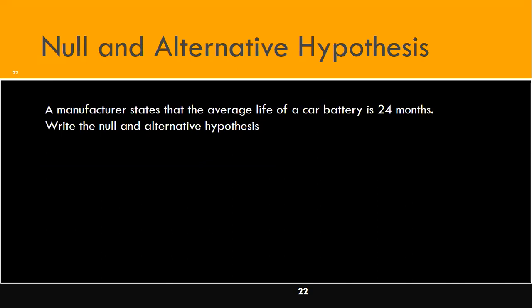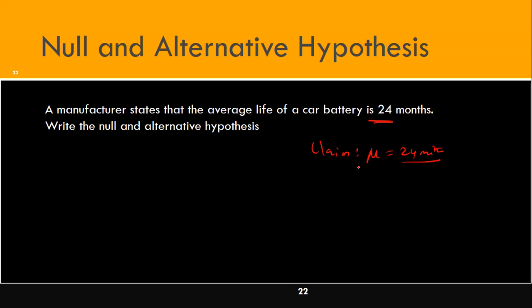Okay. For example, a manufacturer states that the average life of a car battery is 24 months. Write the null and alternative hypothesis. What is the null and alternative hypothesis here? So this is the statement they made. I just say it's a claim, right? So they claim that it gives you 24 months. So what I hypothesize here, the null hypothesis, is that it gives me 24 months if I buy this car battery.